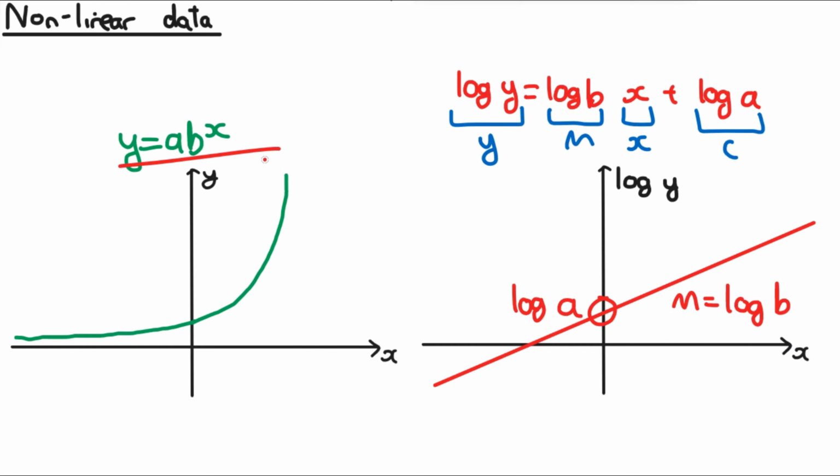It's really, really useful. So just remember that when it's of the form ax to the power of n, like a polynomial as we did before, it's log y against log x. But when it's ab to the power of x, it's log y just against x.